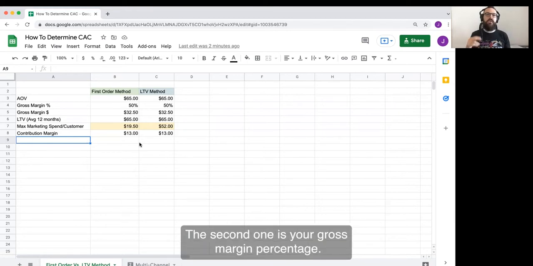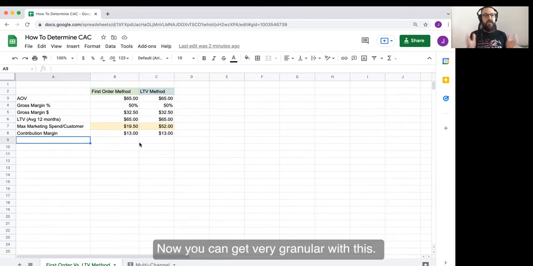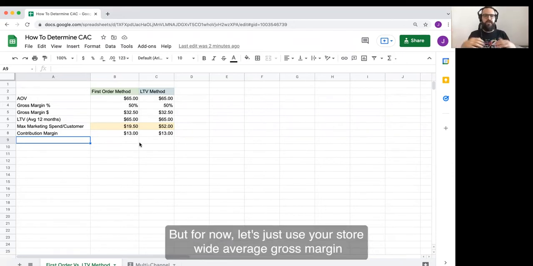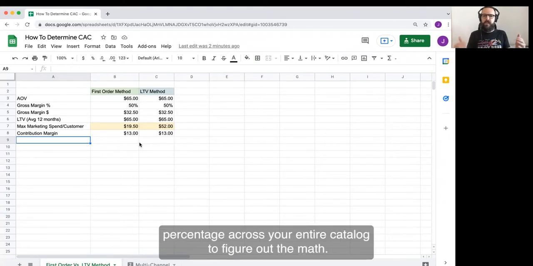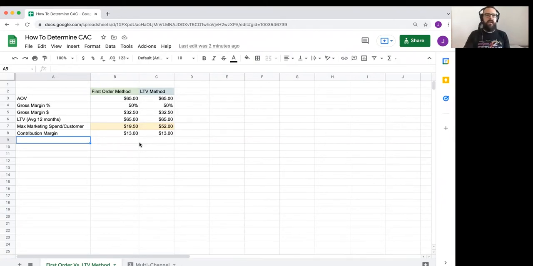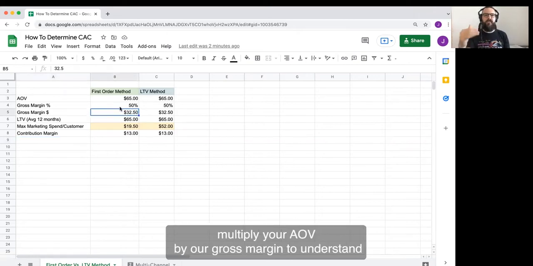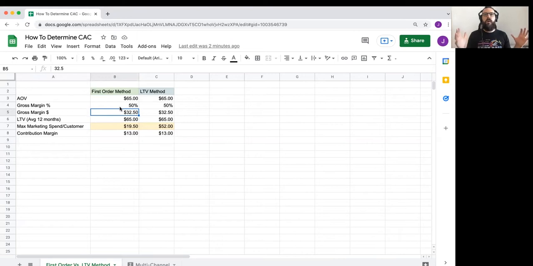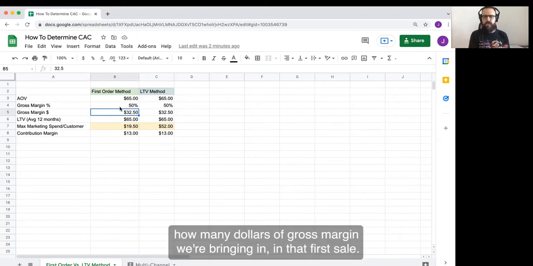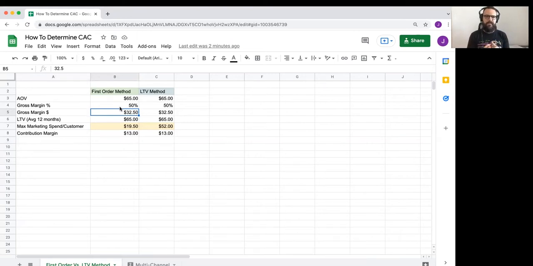The second one is your gross margin percentage. You can get very granular with this, but for now, let's just use your store-wide average gross margin percentage across your entire catalog to figure out the math. Then in this row, we're essentially going to multiply your AOV by your gross margin to understand how many dollars of gross margin we're bringing in on that first sale.